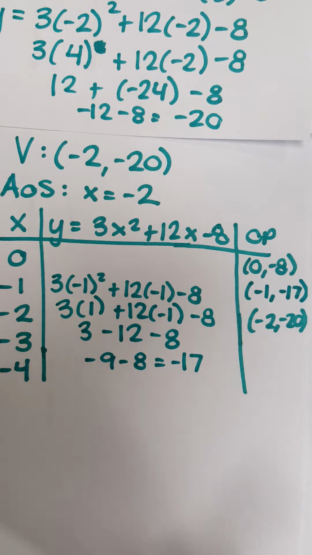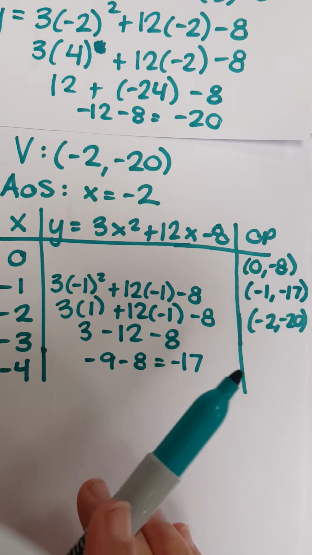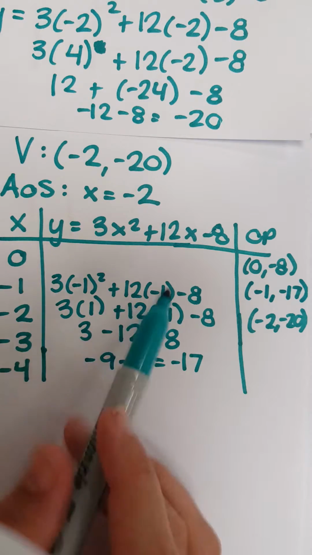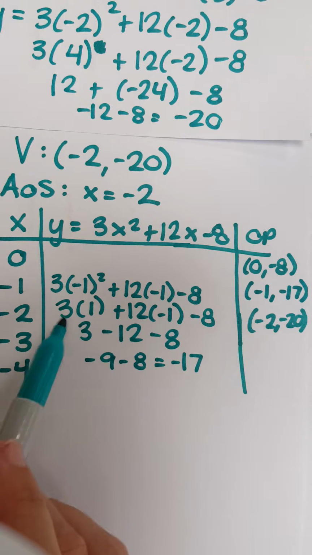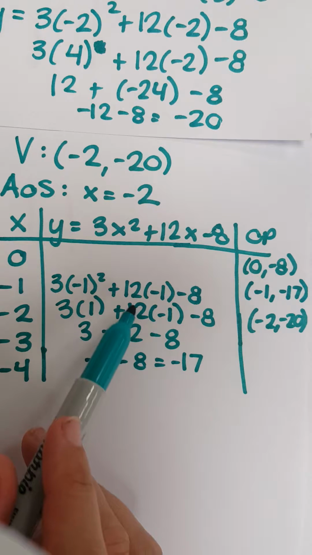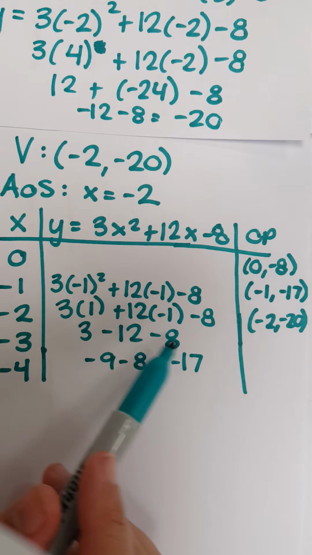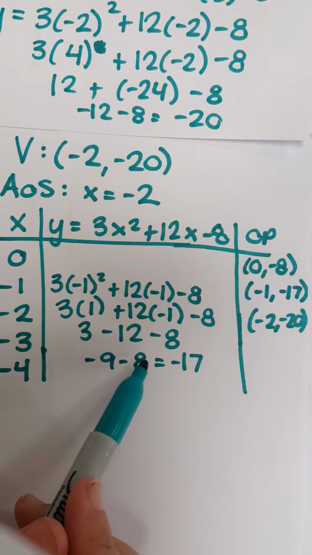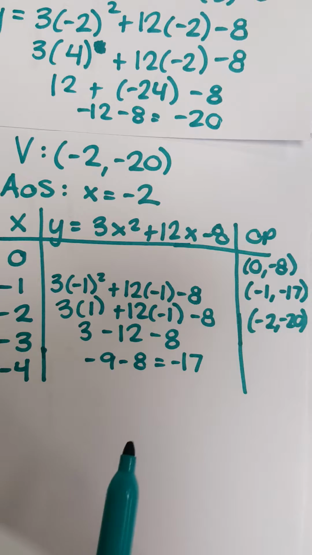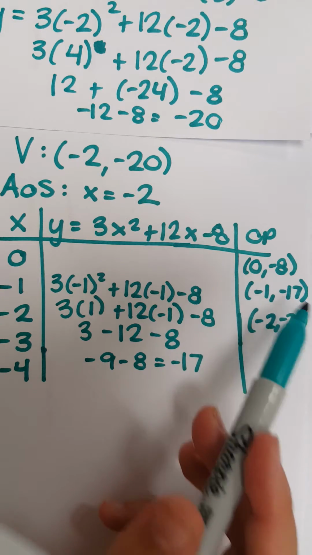Okay, hopefully everyone go ahead and pay attention up here now. When you worked it out, you realized -1 squared is +1. Then 3 minus 12, because 12 times -1 is -12, is -9, and -9 minus 8 is -17. So we got (-1, -17).